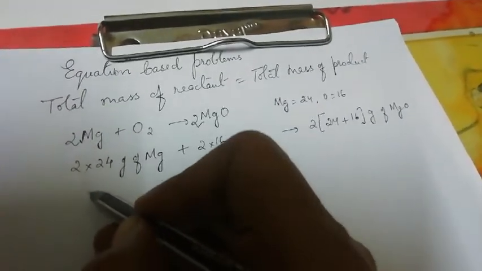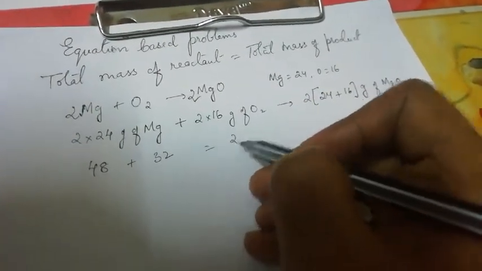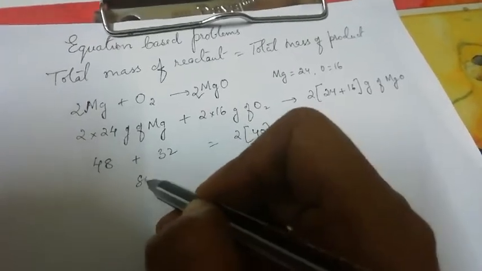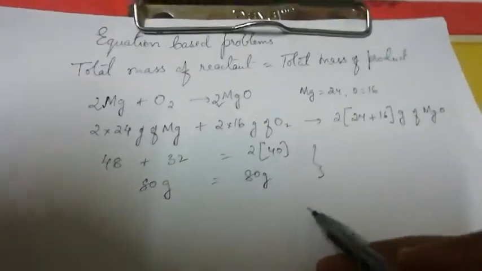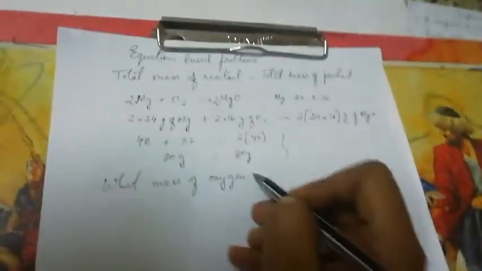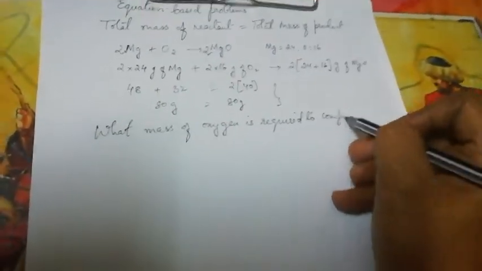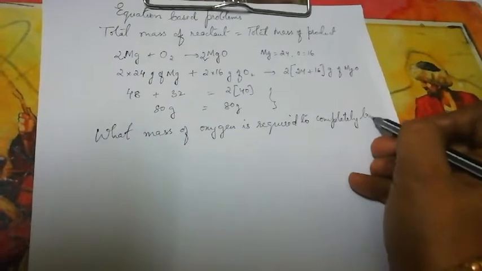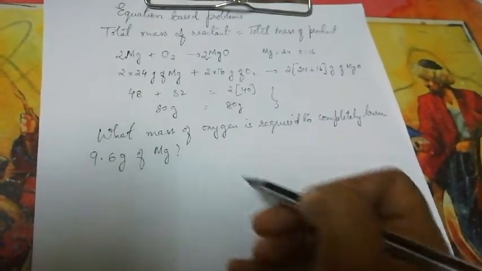Or in other words, how do we prove it? 48 grams plus 32 grams is equal to 2 into 40, or 80 grams is equal to 80 grams. So there is no loss in the mass of any reactant or product. Now suppose I add to this question: what mass of oxygen is required to completely burn 9.6 grams of magnesium? Suppose this is the question.